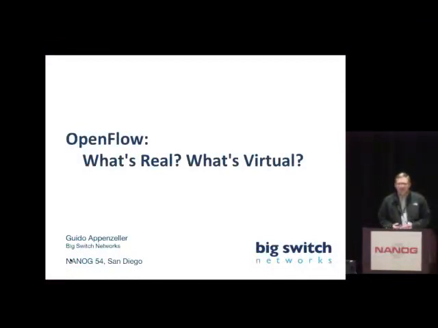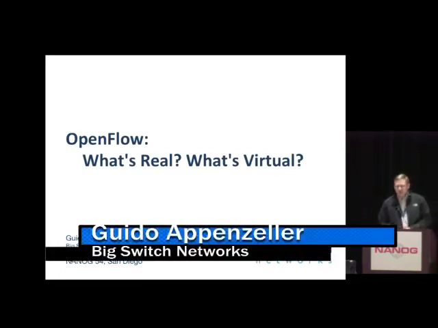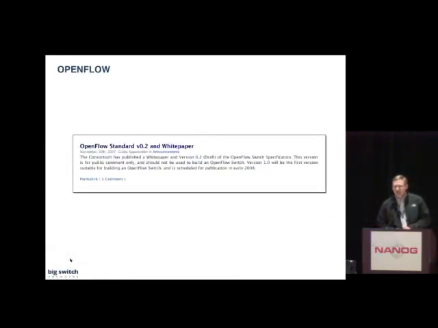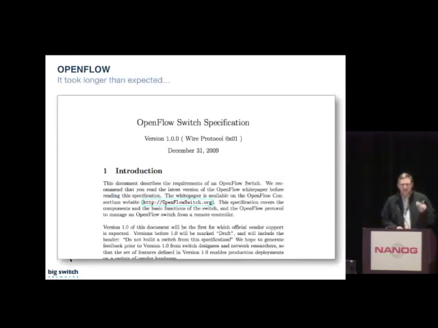So when I put together my slides trying to answer the question, what's real and what's virtual about OpenFlow, the first thing I did was go back and ask, when did we start this whole thing? If you look at the OpenFlow website, the first draft of the OpenFlow spec was published in November 2007, with a footnote that the final spec is expected for early 2008. The actual OpenFlow 1.0 spec was published on December 31st, 2009, so almost early 2010, two years late.